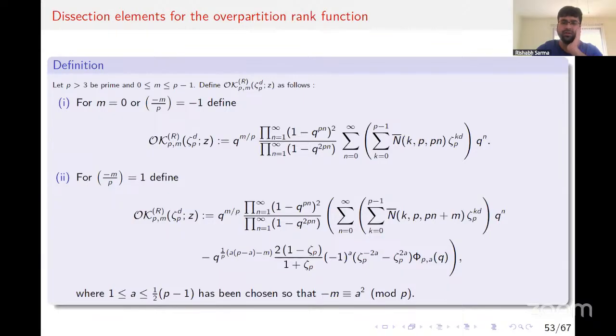The proof is overly technical, which is why I'm not including it here, but that brings me to the analogous symmetry result for the overpartition rank, where we have the following analogous definition for the dissection elements of the overpartition rank function. We have two cases once again. When minus m is a quadratic non-residue modulo p, we do not have the correction factors, and we do have them when minus m is a quadratic residue modulo p.